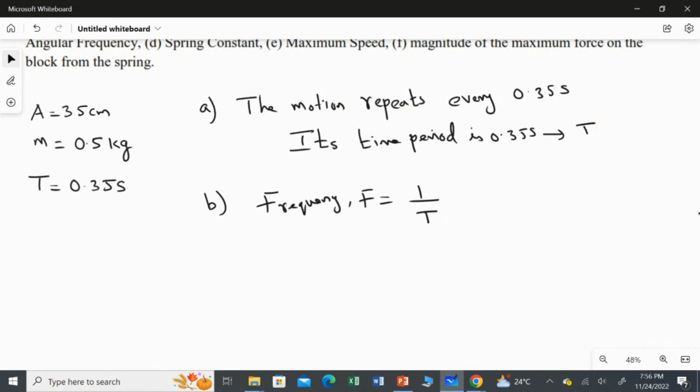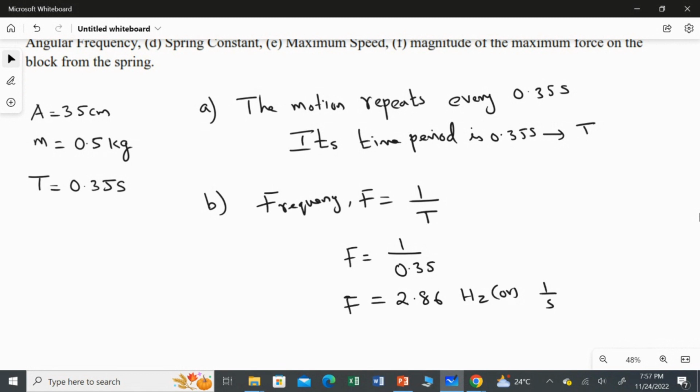So I'm going to take the time period value and substitute it in this formula. By that, we can easily find the value of the frequency. Therefore, the frequency is equal to 1 over 0.35 second. When you divide 1 by 0.35, you will get the frequency. I got 2.86, actually 2.857. So I can just round it to 2 decimal places: 2.86 hertz or 1 over second.